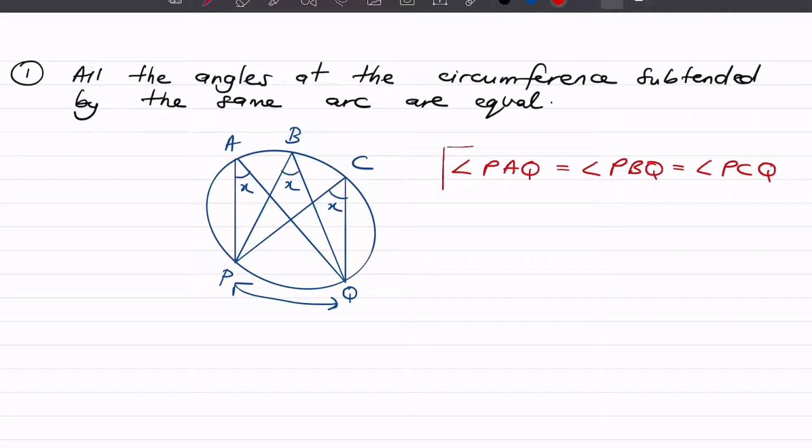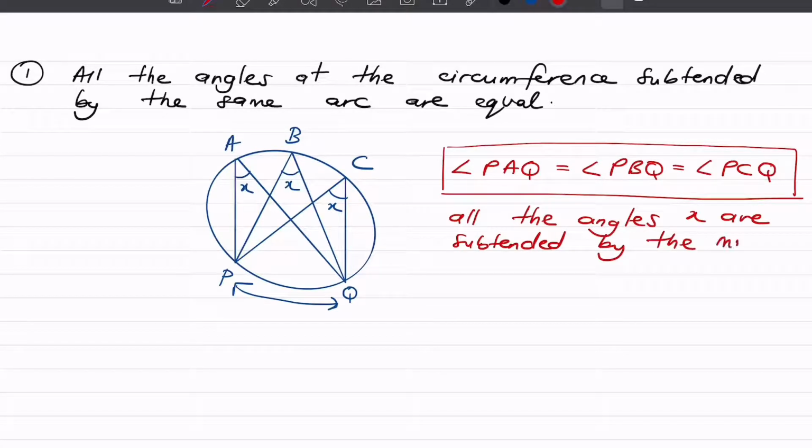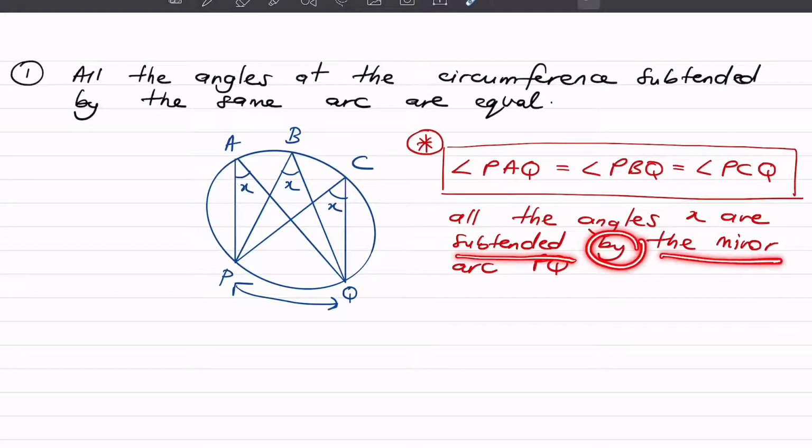So from here, what do we know? That all the angles x are subtended by the minor arc PQ. So make sure you understand this. This is the key point: the angle PAQ is equal to the angle PBQ, which is also equal to the angle PCQ. All the angles x are subtended by the minor arc PQ.